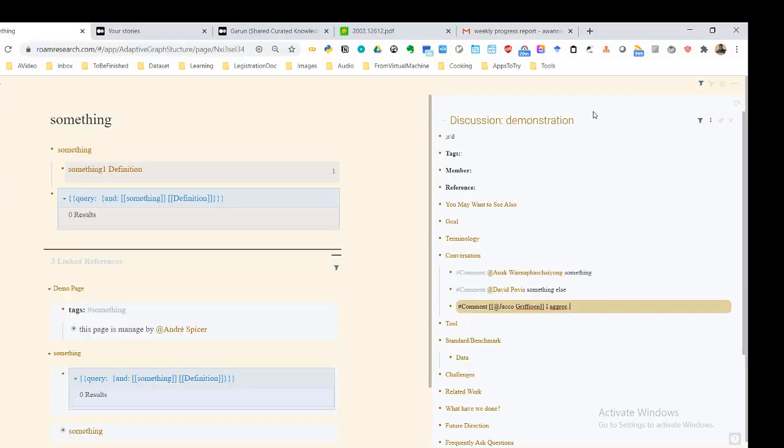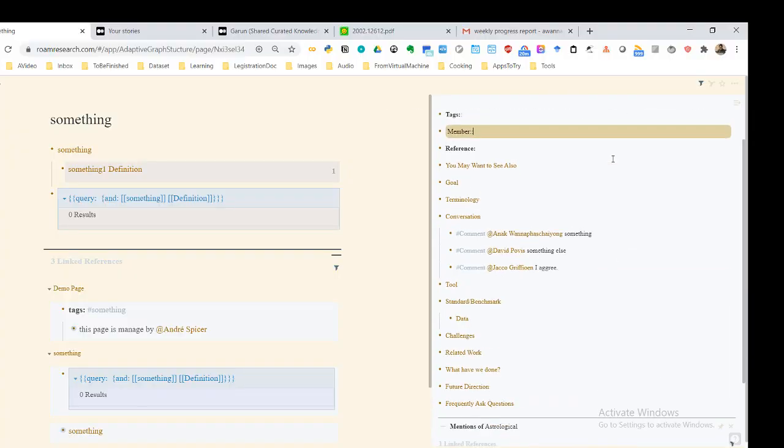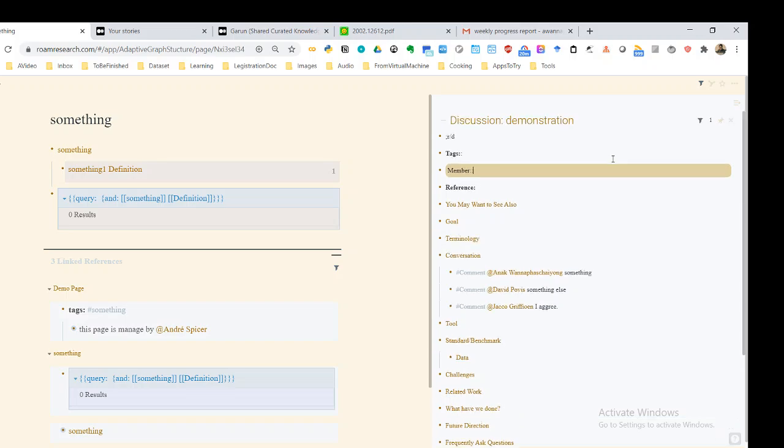And the whole point of the discussion text is to have it in the record, which means that we're not going to simply delete this. We always want it to stay. And that's going to be another demonstration of discussion tags. Thank you.